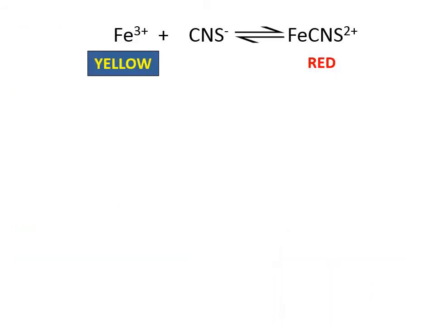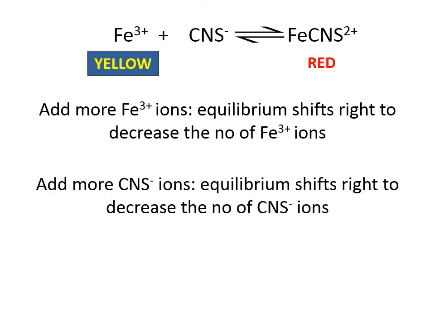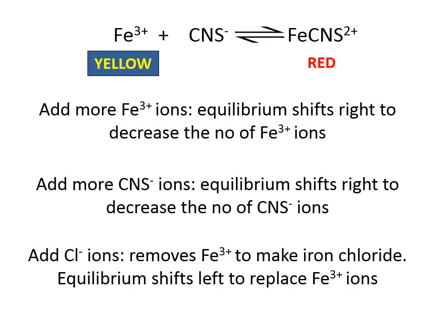So as I said, iron ion is yellow and the iron thiocyanate is red. If we add more iron ions, the equilibrium shifts right because it wants to decrease the number of iron ions, and it does this by producing more of the iron thiocyanate. If we add more thiocyanate ions, the equilibrium shifts to the right, again to decrease the number of thiocyanate ions, which is why, again, if we add more thiocyanate, it's going to produce more iron thiocyanate and it's going to turn red. And if we add chlorine, this removes iron.